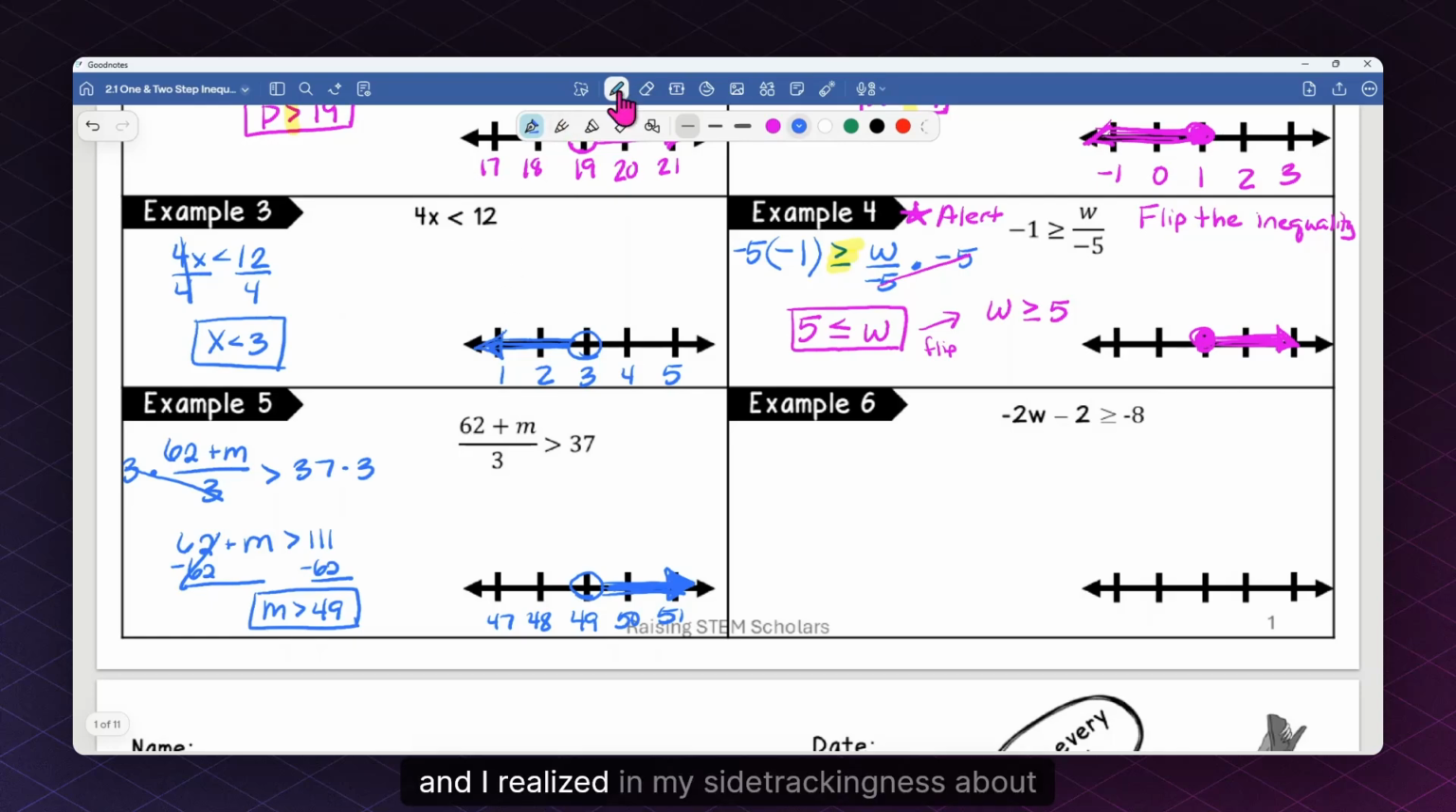And I realized in my sidetrackingness about flipping pancakes over there, I forgot to write my numbers. So let's go back and write the numbers real fast. So this was w is greater than or equal to 5. So I'm just going to put my 5, 6, 7, 4, and 3. So now we have numbers on our number line. All right, let's look at this last one.